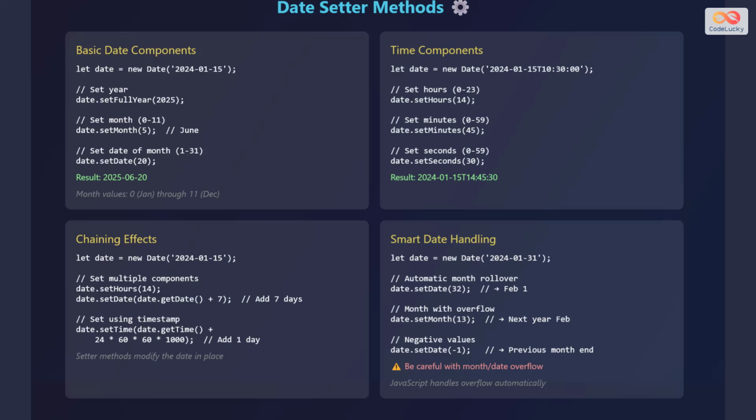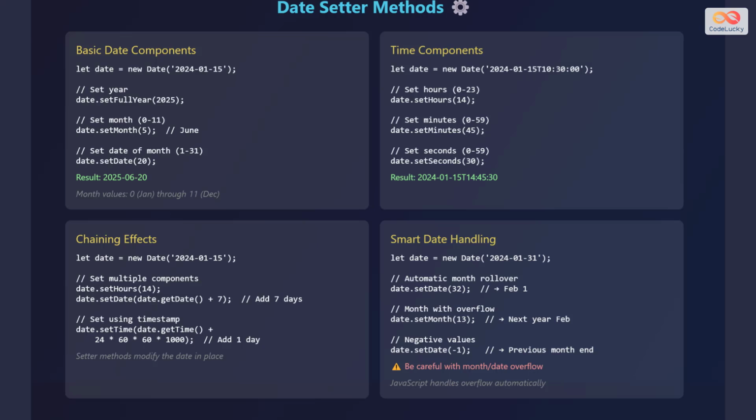Finally, the fourth section explains how JavaScript handles date overflows. For example, setting the day to 32 in January will result in February 1st. Also, if you set the month to 13, it will roll over to February of the next year. Similarly, using negative values such as -1 in the setDate function will move to the last day of the previous month. Remember to be careful with month and date overflows, but JavaScript will automatically manage it for you.